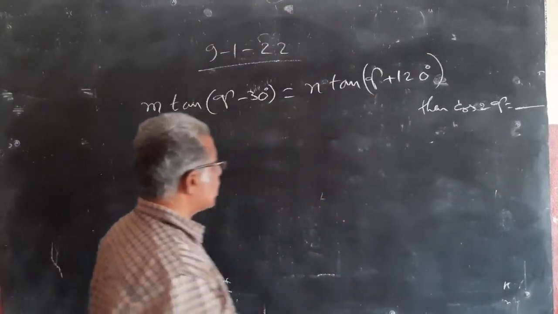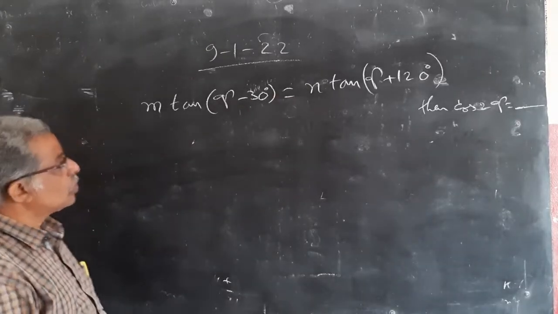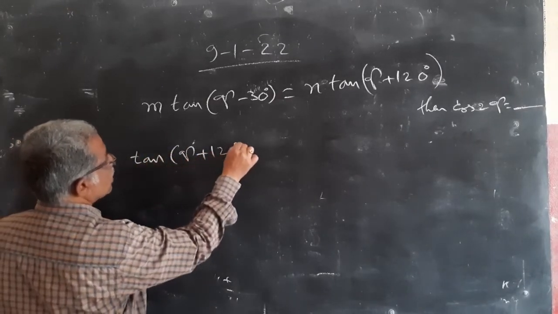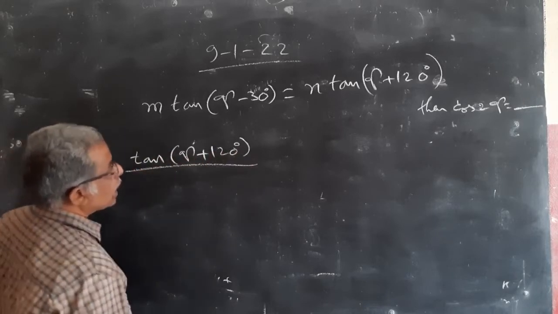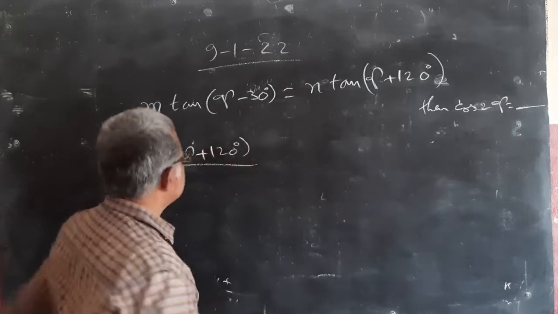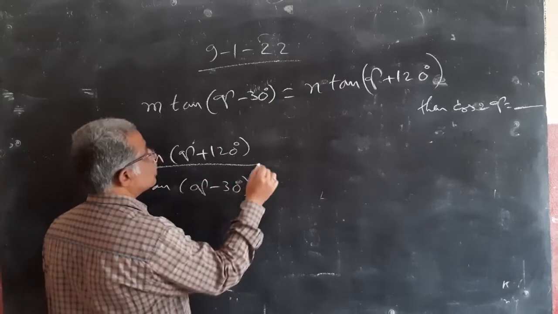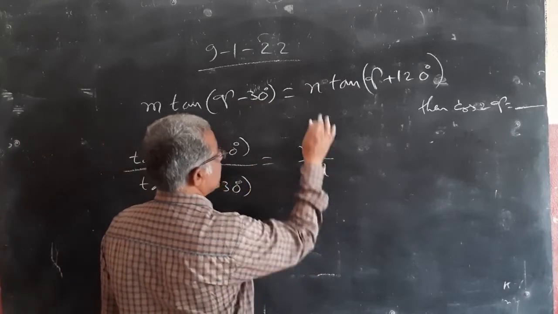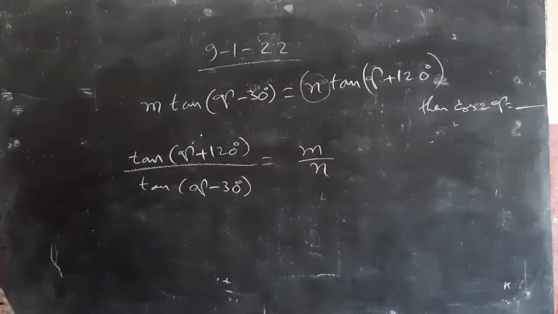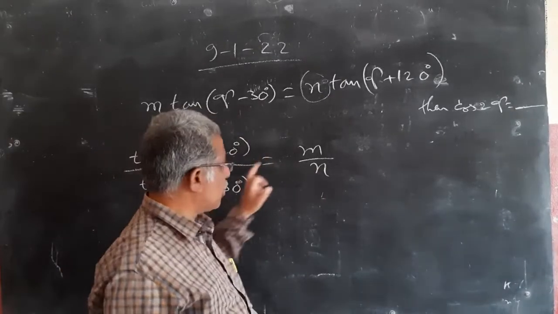Keep it aside. But if I bring this to this side and this to that side, m by n equal to tan of q plus 120 by tan of q minus 30. So I am getting tan of q plus 120 by tan of q minus 30 equal to m by n. Now I got A by B equal to C by D.